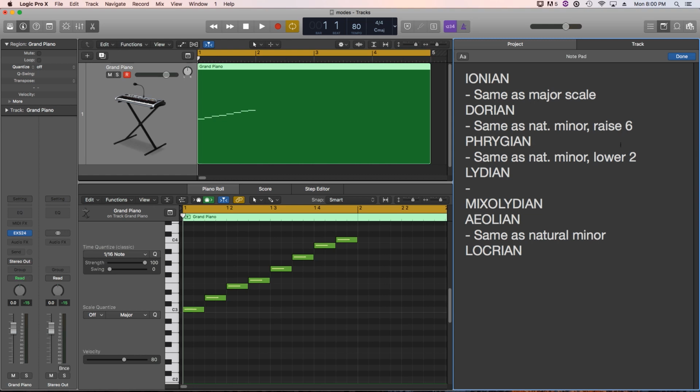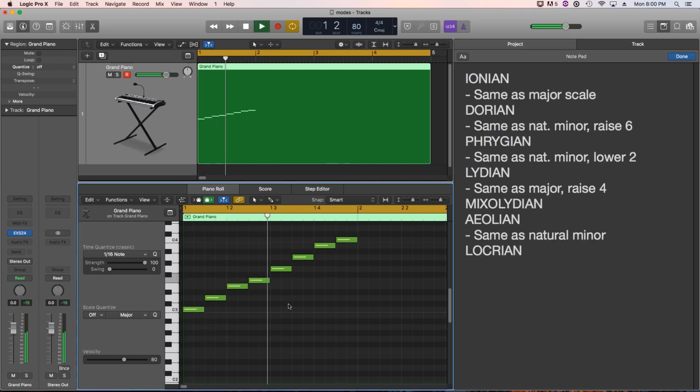Okay, so whereas with the Dorian and Phrygian modes we related these back to the natural minor scale and then raised one note or lowered one note, with Lydian and Mixolydian we're going to relate this back to major scales. So for this, now I have C major in my piano roll here. Lydian is the same thing as major, but you raise the 4th note. So here's C major. Let's raise the 4th. And you get the Lydian mode.